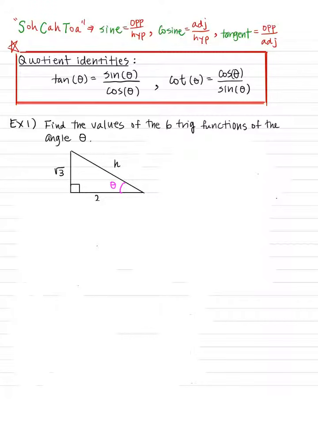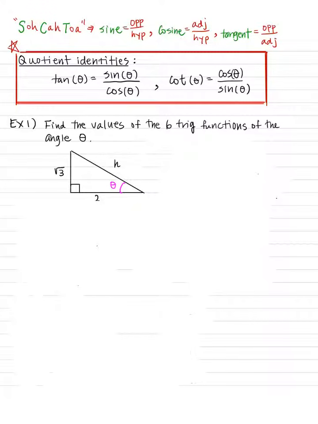Let's go with example 1. I already wrote down the problem to save some time. All right, so example 1, find the values of the 6 trig functions of the angle theta. Okay, so basically what the question's asking is find sine of theta, cosine theta, tangent theta, cotangent of theta, secant of theta, and cosecant of that theta. All right, so let's get started on this.